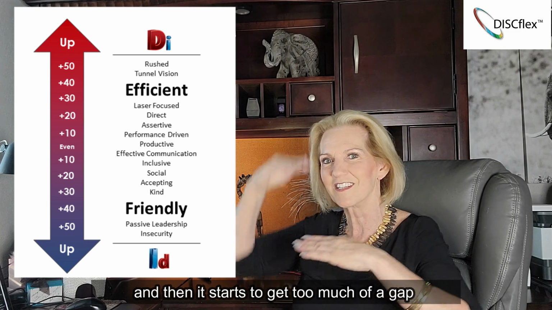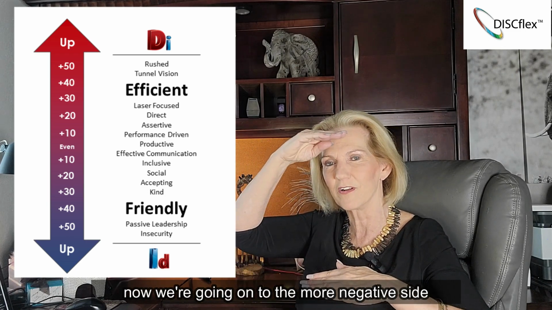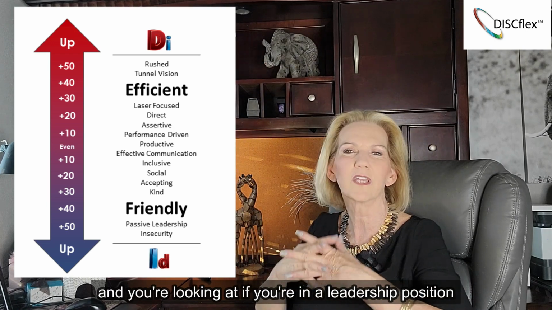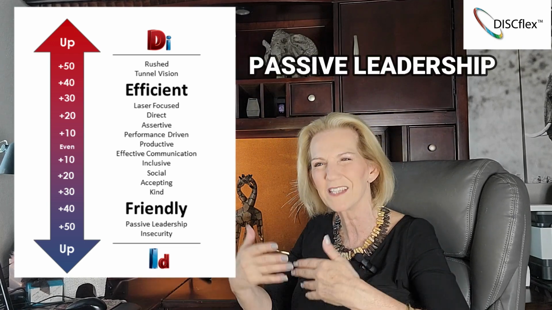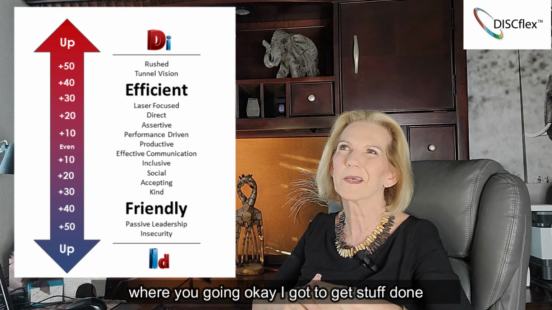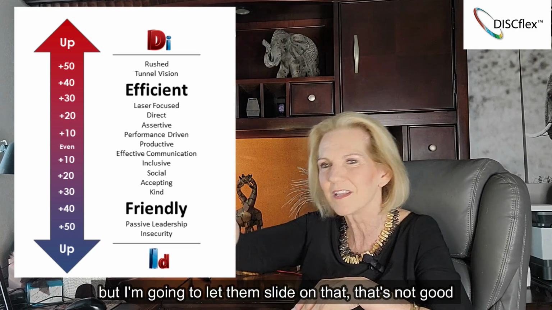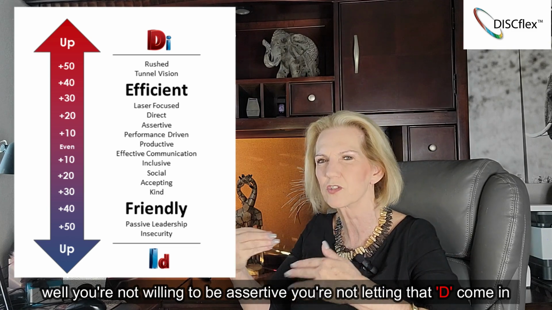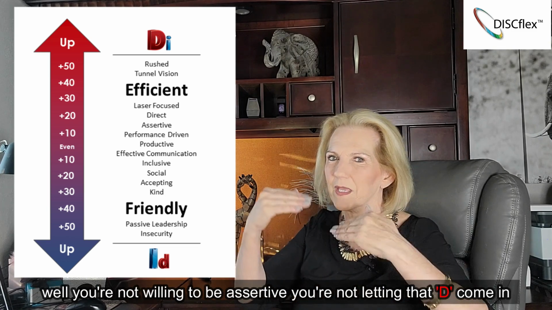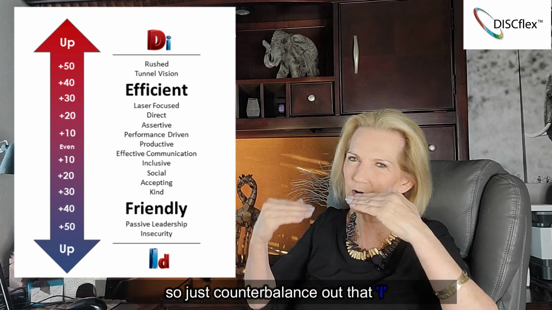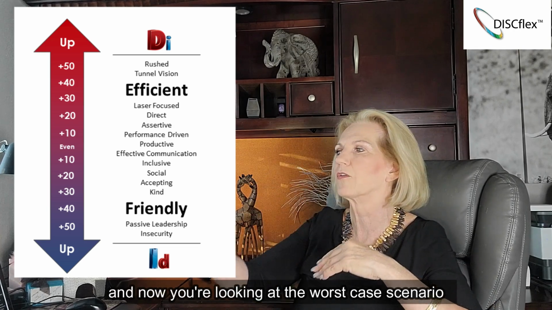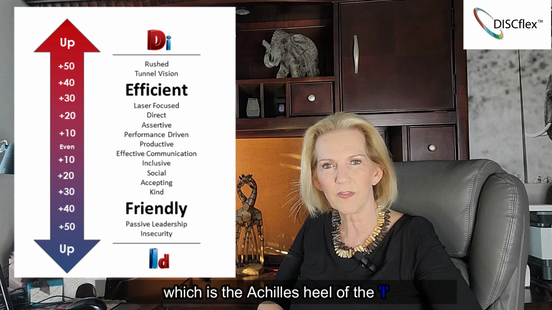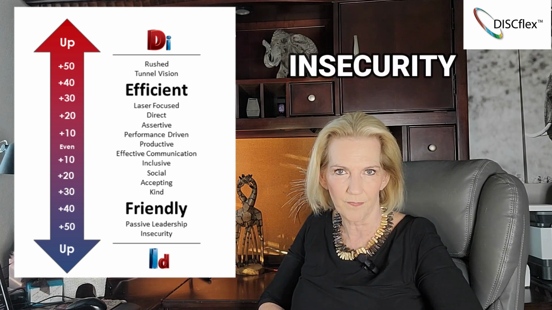And then it starts to get too much of a gap. Now we're going on to the more negative side, where the I is dominating a bit too much. And you're looking at, if you're in a leadership position, passive leadership, where you're going, okay, I've got to get stuff done, but I'm going to let them slide on that. That's not good. Where you're not willing to be assertive. You're not letting that D come in to just counterbalance that I. And now you're looking at the worst case scenario, which is the Achilles heel of the I, which is insecurity.